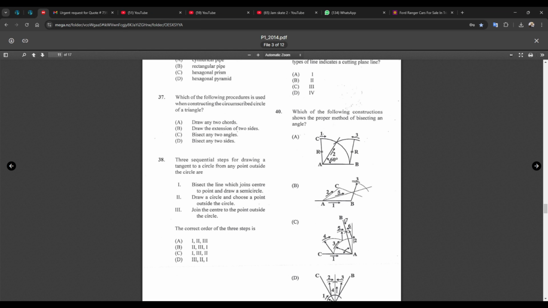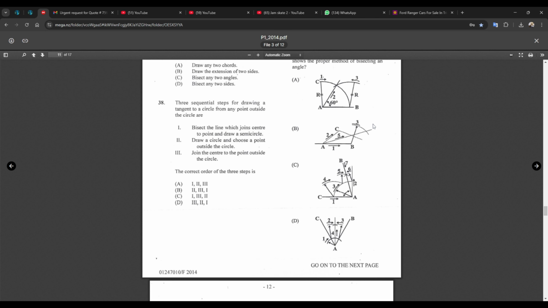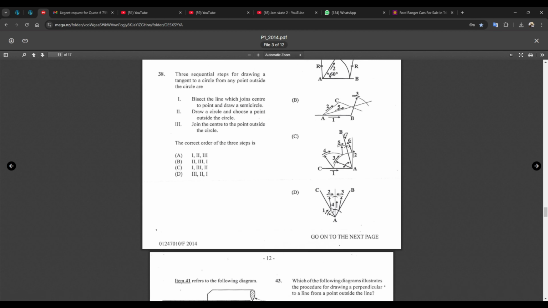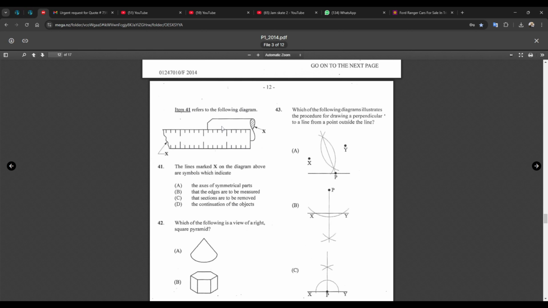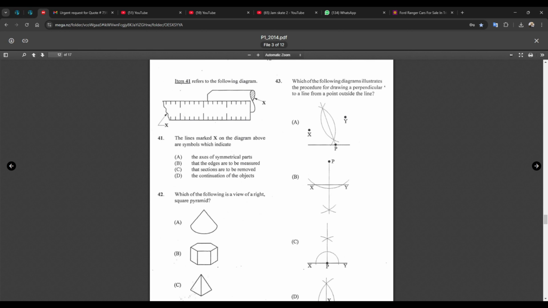Number 40, which of the following constructions shows the proper method of bisecting an angle? The answer is D, number 40, D. Number 41, the lines marked X on the diagram above are symbols which indicate, so this is one X and this is the other, axes of symmetrical parts that the edges are to be measured. D, number 41, D, the continuation of the objects.